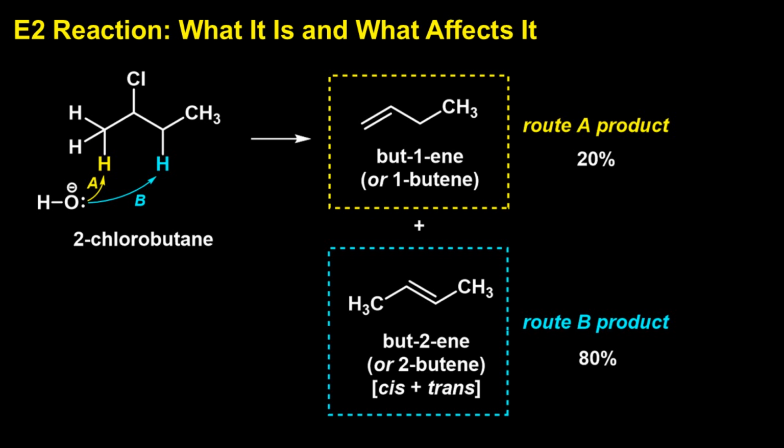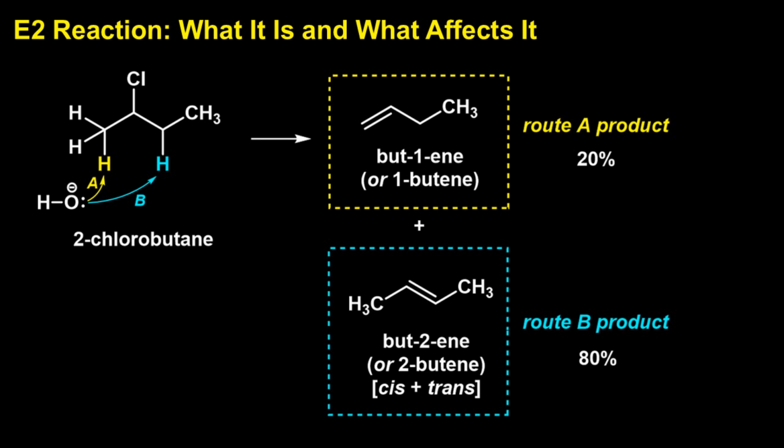Let's break this down using 2-chlorobutane as an example. Here, the base has two possible pathways, forming two different alkenes. In route A, the base removes a proton from the terminal beta carbon, giving 1-butene. This alkene is less substituted, and therefore less stable, so it's the minor product, around 20%. In route B, the base removes a proton from the more substituted beta carbon, producing 2-butene. Because it's more substituted and more stable, it's the major product, around 80%.